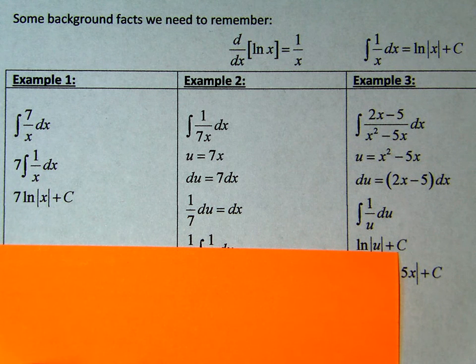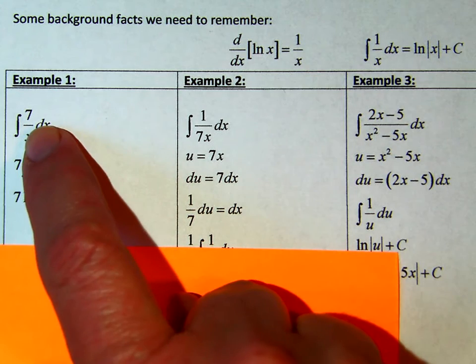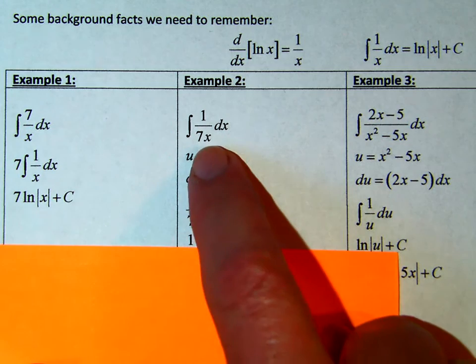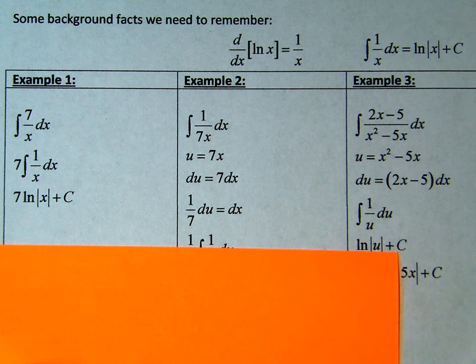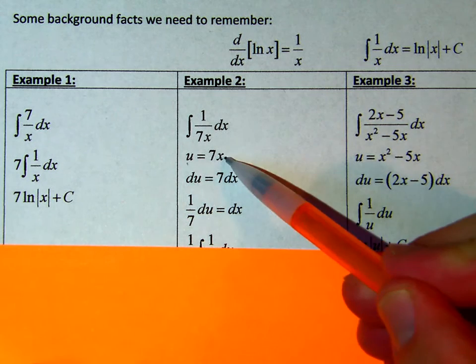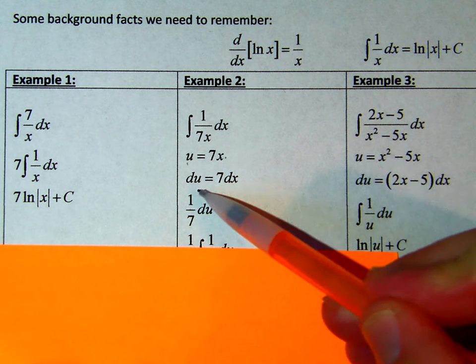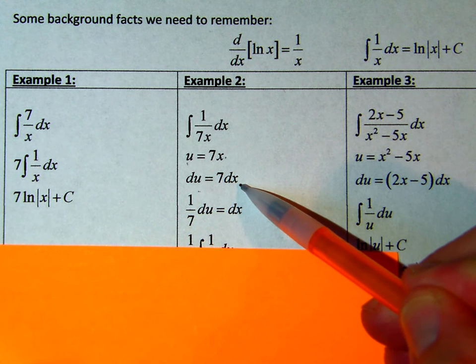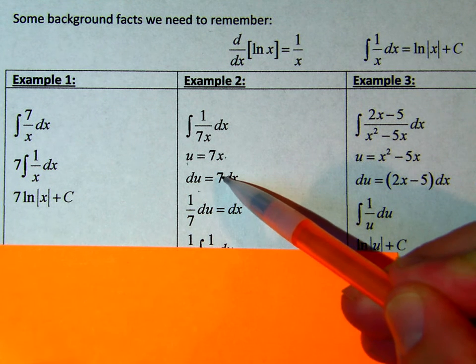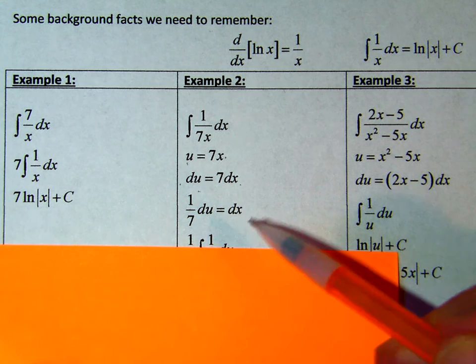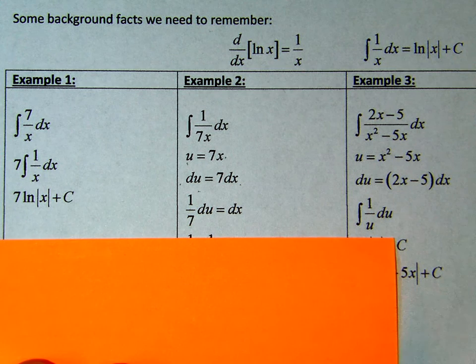Alright, variation. What if, instead of that 7 being on the top of the fraction, it's the coefficient of x on the bottom? This is where the u substitution kicks in. If we let u be the 7x, that makes du 7dx. And the same as we did in section 4.5, very often we want to divide that over here. So that gets us to 1/7 du is equal to dx.